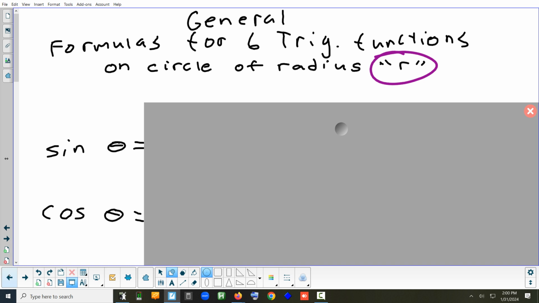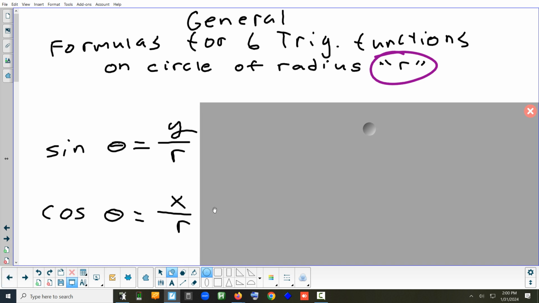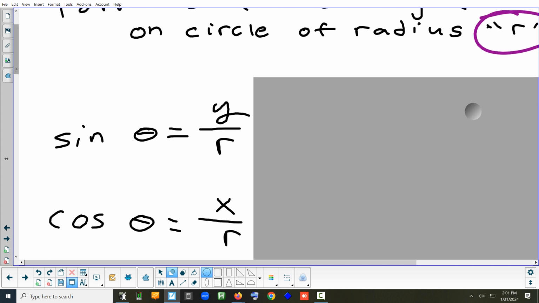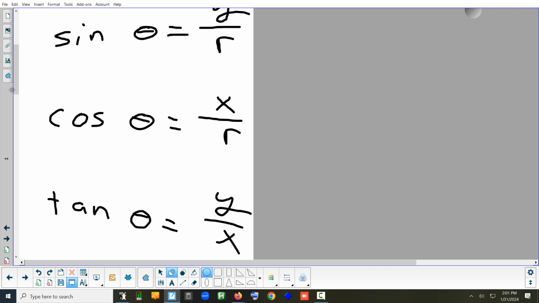If you have a point that's not on the unit circle, instead of having the sine be y, it becomes y over r. Okay. What was cosine on the unit circle? x. Well, now it's x over r. What was tangent on the unit circle? y over x, and that one actually ends up being the same. That one doesn't change.